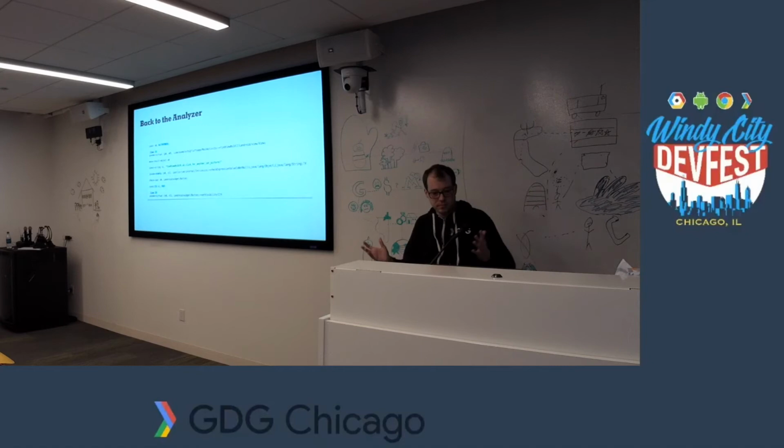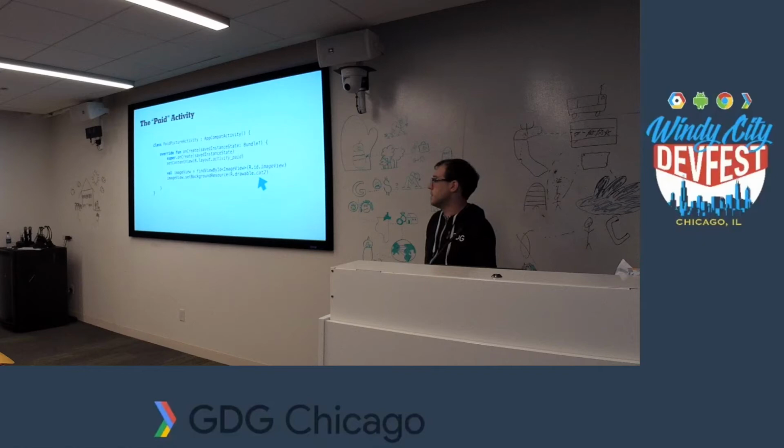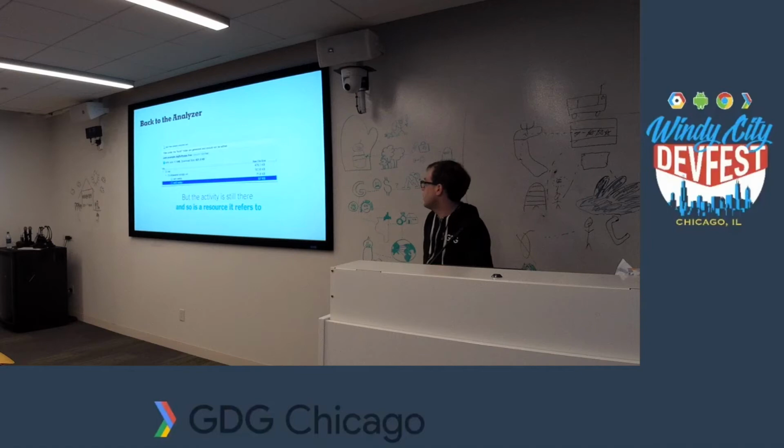What's weird is we go back to the APK analyzer, and that unused and unlaunched activity didn't get stripped by ProGuard. Also, if we go into our paid picture activity that didn't get stripped out, you notice that we set background resources for the image view to cat2.jpg, which is our paid cat picture. So if we go into our resources, we find that not only is the activity still there, but the resource it referred to is also still there.